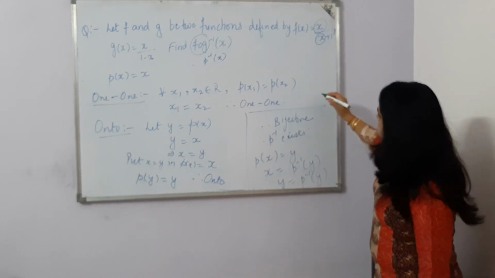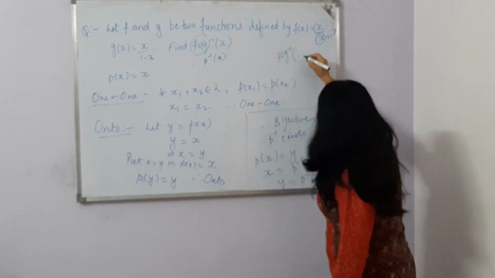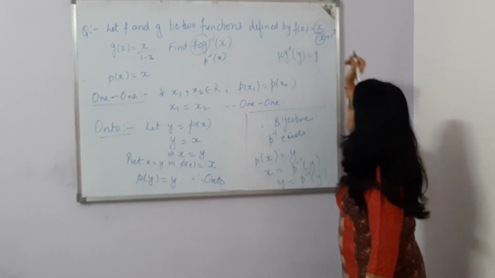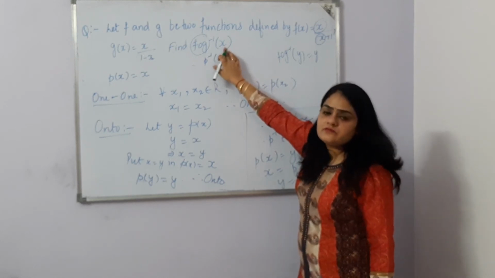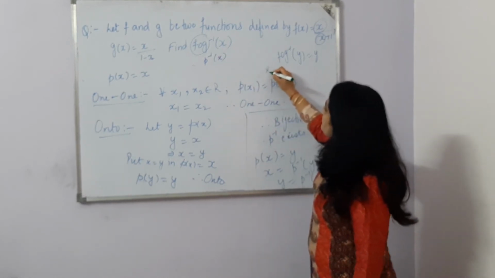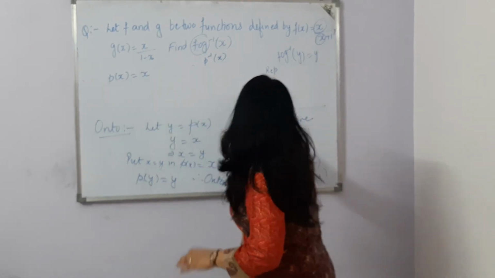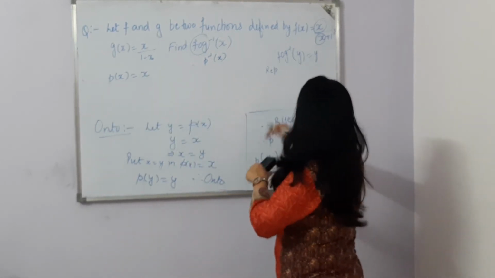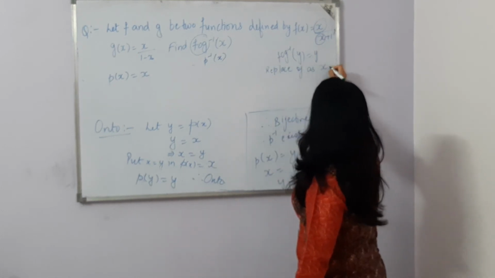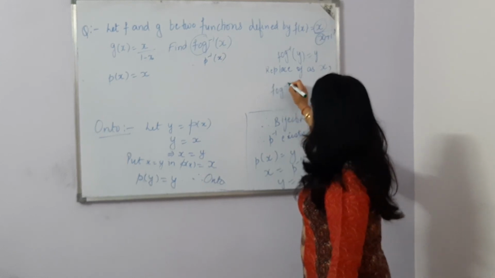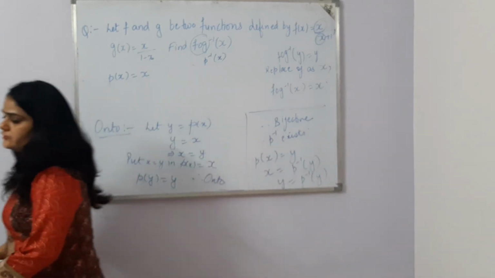P is nothing but f of g. So f of g inverse y is equal to y. But in place of y, we need the variable x. So we'll replace y as x. So f of g inverse x is equal to x. Hope this question is clear to you.